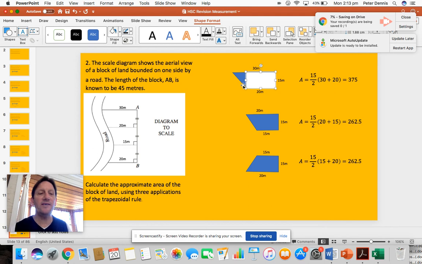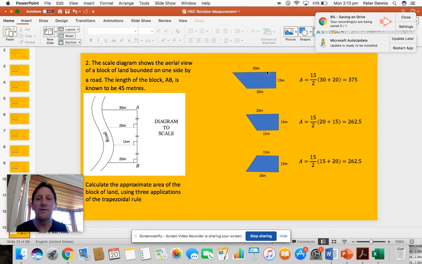So worst case scenario, if you couldn't find the trapezoidal rule, you could have just split those trapeziums into a rectangle and a triangle and done it that way. But it's much easier to just use the formula. Okay, thanks.